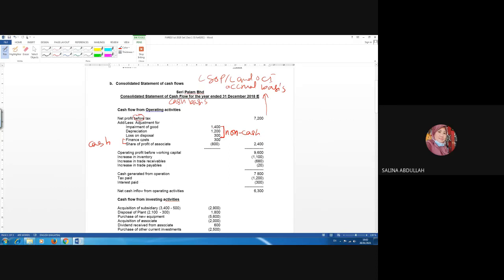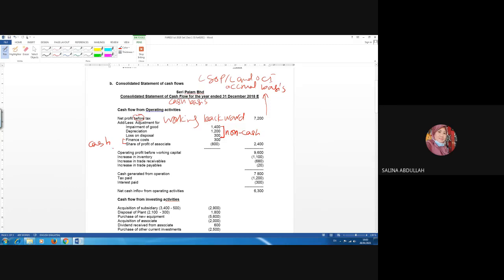For this cash item, if it is an income, you will deduct. Like here we have share of profit. It's an income, so you deduct because you are working backward. I'm using this word, working backward, because you are taking net profit before tax. This item is the last item in your SOPL. So you work backward, meaning you add back expenses and then you deduct income. If it is non-cash item, very clear that you will add back.